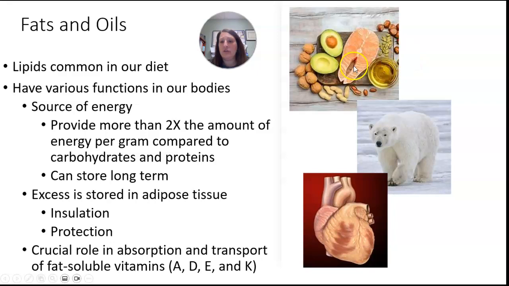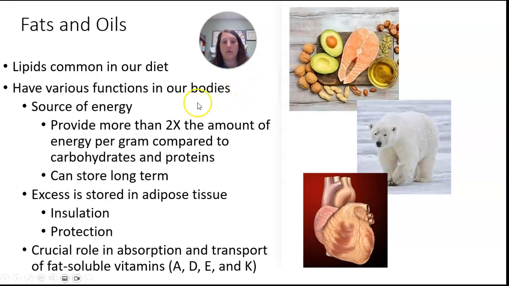So you can see in this picture here, there is some fatty fish. This is salmon, rich in omega fats, which are pretty healthy fats. We've got avocados, which again are rich in unsaturated fats. Those are good for us. Nuts and seeds. And here's some nice, maybe avocado oil or olive oil. Again, healthy fats. Fats really important in our diet.